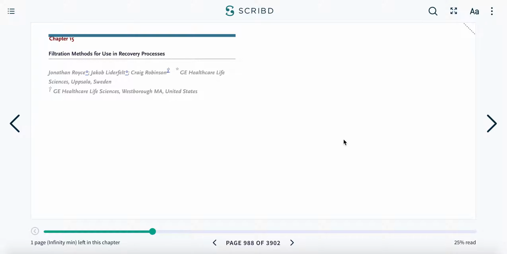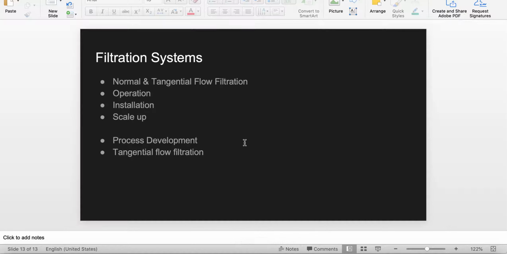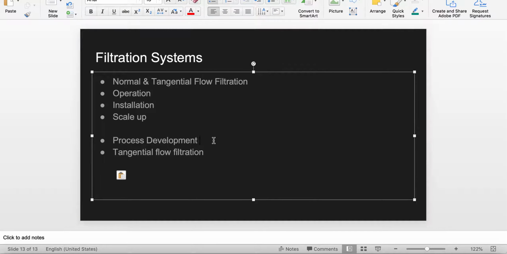Hey guys, in this video we are gonna go through filtration methods. Basically, we're gonna go through normal and tangential flow filtration: operation, installation, scale up, and process development. In an interview, a lot of people ask about process development, so you can say that you have done some work in process development. We're gonna go through process development.